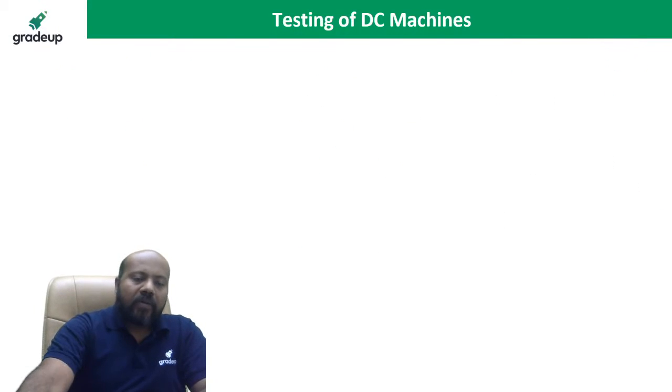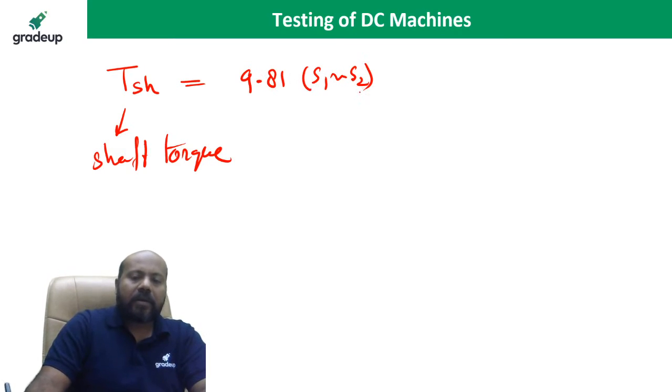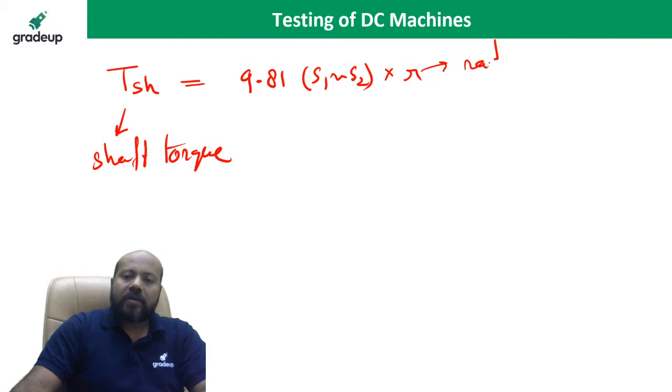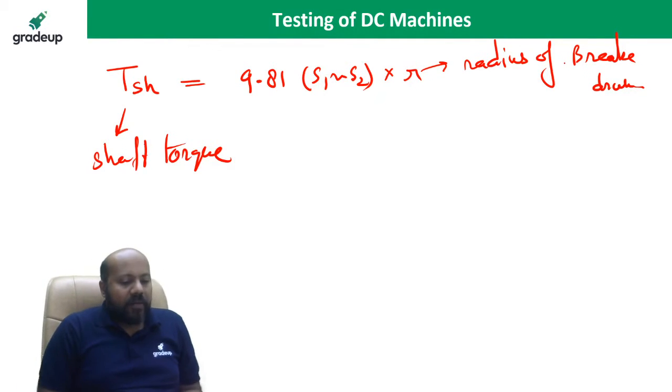So if you want to calculate the shaft power, first you have to calculate the shaft torque. This is going to be the shaft torque. How are you going to find the shaft torque? It is equal to 9.81, the difference of the spring balances, multiplied by the perpendicular distance, that is the radius of the brake drum. This is the radius of the brake drum. Everybody just confirm, are you able to follow this or not?